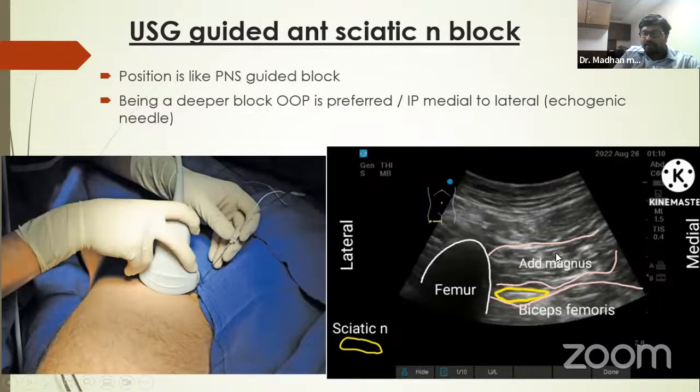So you get the femur here, adductor magnus here, and biceps femoris deep, and the nerve will be lying close to the femur. Okay, this is where you are going to deposit the drug, and you can come in plane or out of plane. But if you are coming in plane, I would suggest to come medial to lateral. If you are coming lateral to medial, you may go and hit the femur. It is difficult for you to come and reach the nerve. So you may need to come more like this, which will be like an out of plane.